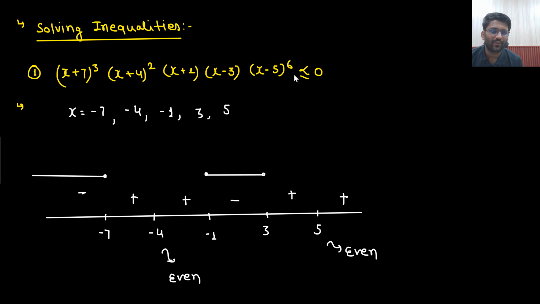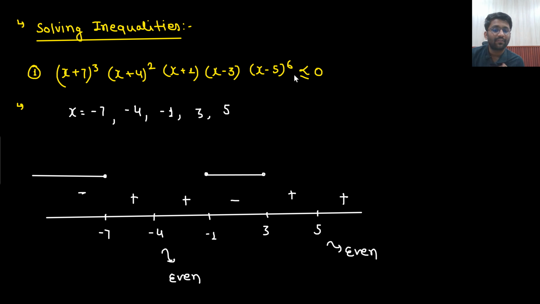Sir, first of all, write down the zeros of this function. So zeros you can call it, or roots you can call it. From now onwards we will call it root. So roots of the function are -7, -4, -1, 3 and 5. Then you saw the even power. Even power is there at 5. Even power is there at -4 as well. At even power the sign will not change.